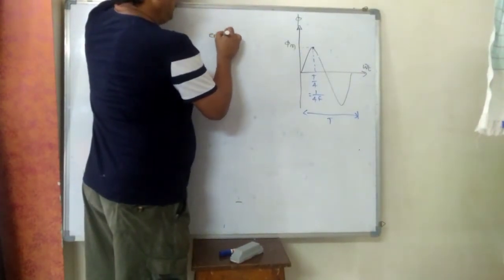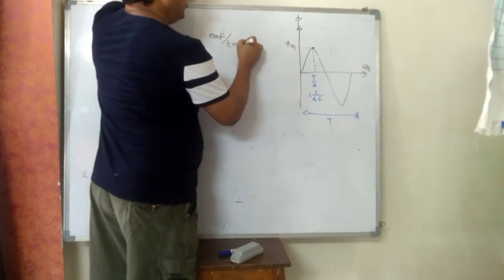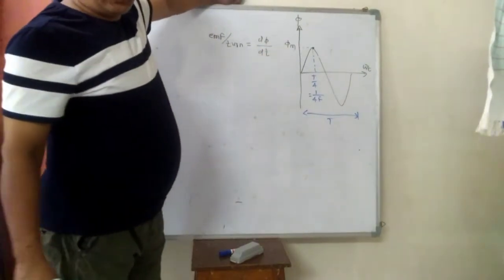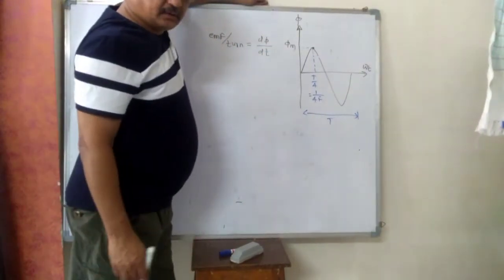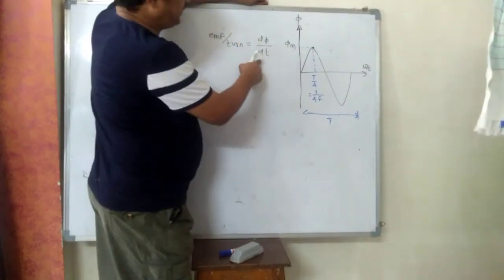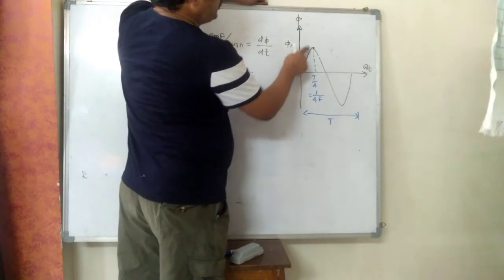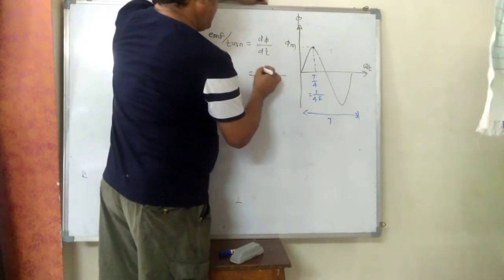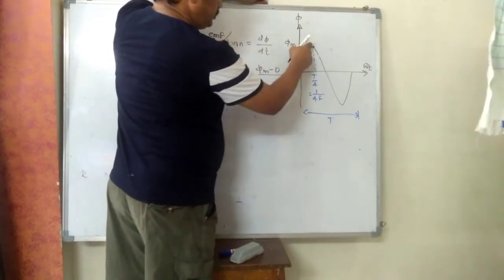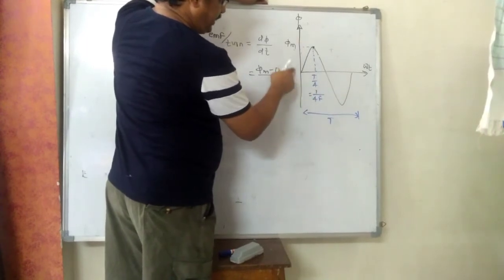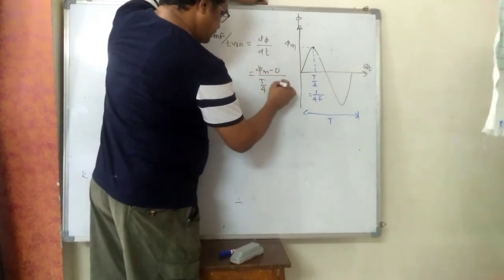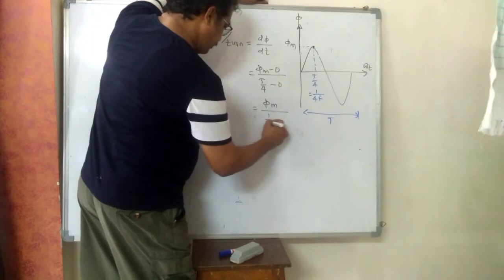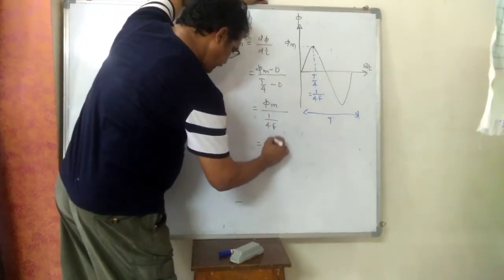EMF per turn. EMF induced per turn will be d phi by dt, right? d phi, change in flux, dt, change in time. Flux is changing from 0 to phi m, and time is changing from 0 to T by 4. So d phi is phi m minus 0. At phi m, time is T by 4, at 0, time is 0, and then it is T by 4 minus 0. So it will be phi m upon 1 by 4f, which is equal to 4f phi m.